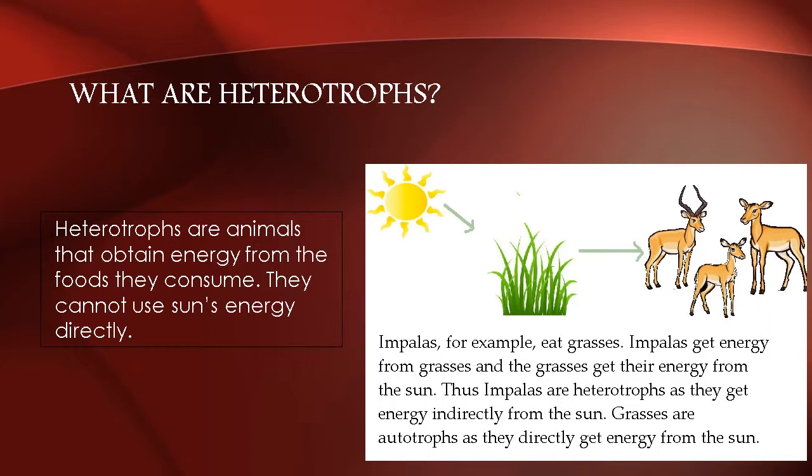What are heterotrophs? Heterotrophs are animals that obtain energy from the foods they consume. They cannot use the sun's energy directly. Because they cannot make their own food, they have to depend on primary producers. For example, here impalas eat grass, so they are getting energy from the grasses, and grasses are primary producers. They get energy from the sun. Therefore impalas are dependent on grass to get energy.